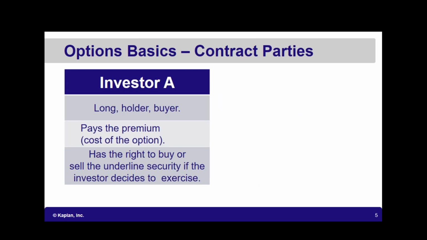First of all, we have those 2 parties. First one I'm going to call investor A. Now, investor A is long, also known as the buyer or the holder of the option contract. Now, since I bought the option, I'm going to pay the cost of the option, which is considered the premium. And I just paid for the right to buy or sell the underlying security if the investor decides to exercise.